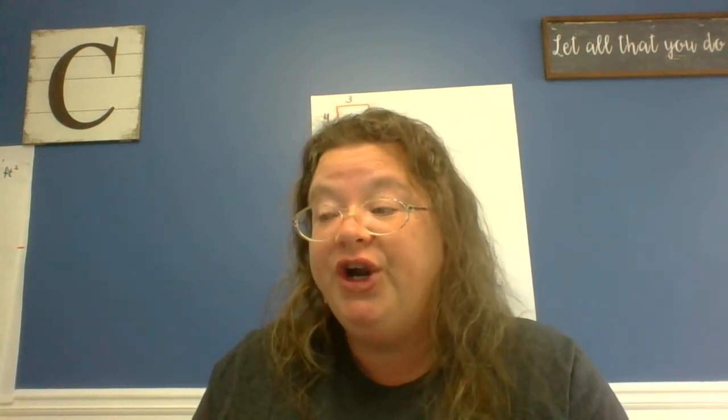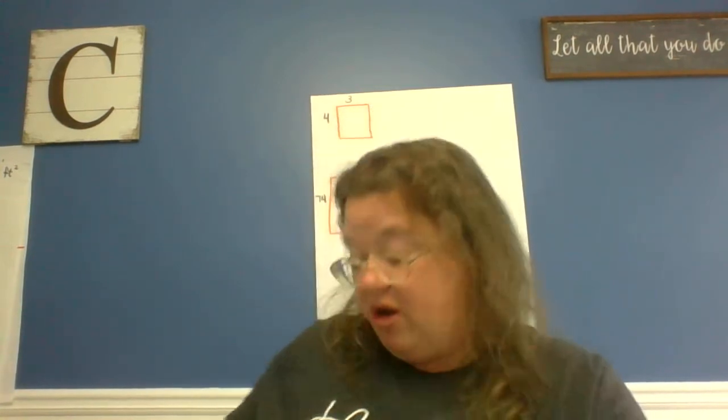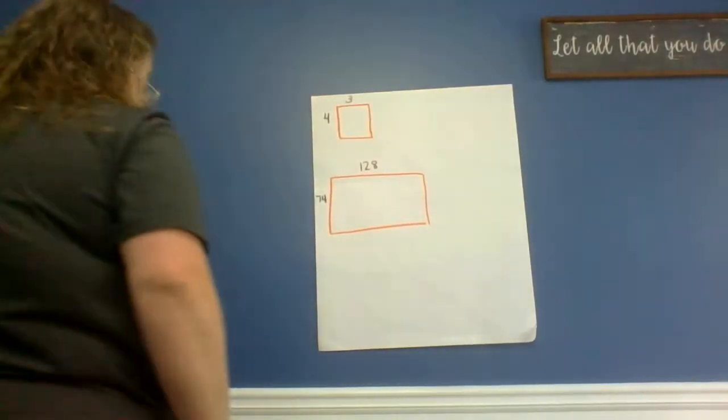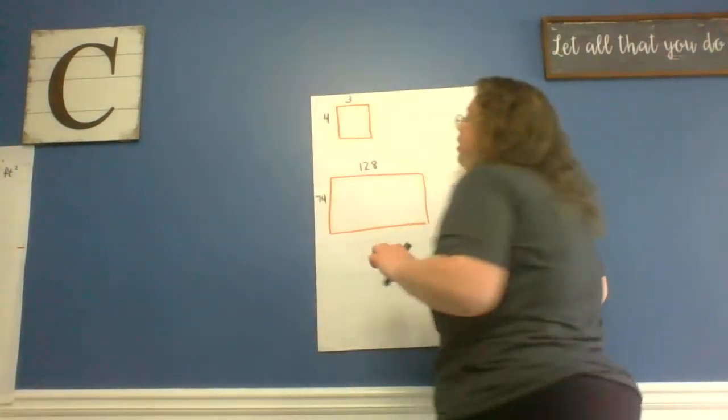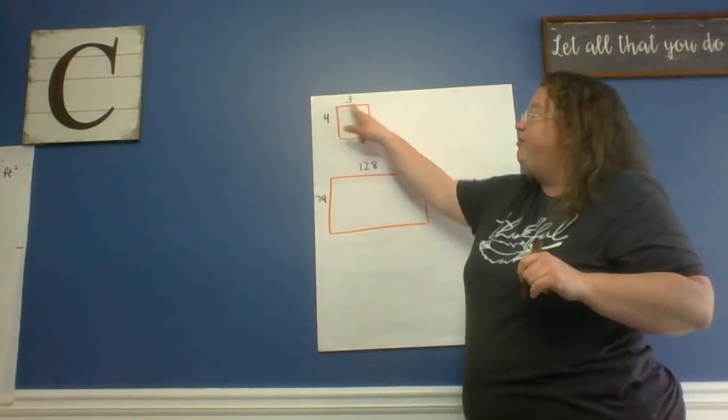She wants to build a fence around her garden to keep the animals out. We don't want the animals to eat her stuff. So if her garden is 4 feet long and 3 feet wide, how many feet of fence will she need? Now remember, we don't care anything about the inside. We only care about the outside. So I've drawn it up here. 4 feet here and 3 feet here.